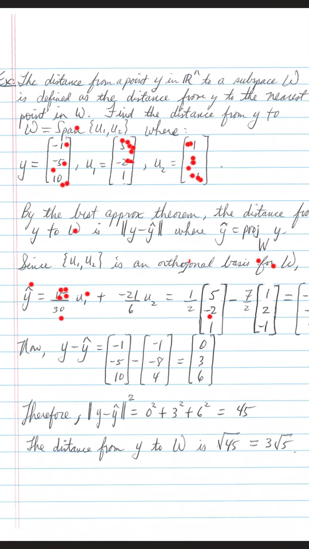This number, negative 21 over 6, that is y dotted with u2. So we have negative 1 times 1 plus negative 5 times 2 plus 10 times negative 1. So that's negative 1 minus 10 minus another 10. That's negative 21. The denominator 6 is u2 dotted with itself: 1 times 1 plus 2 times 2 plus negative 1 times negative 1. So that's 1 plus 4 plus 1, and that's where the 6 comes from.